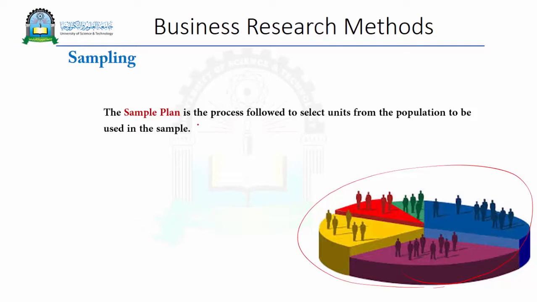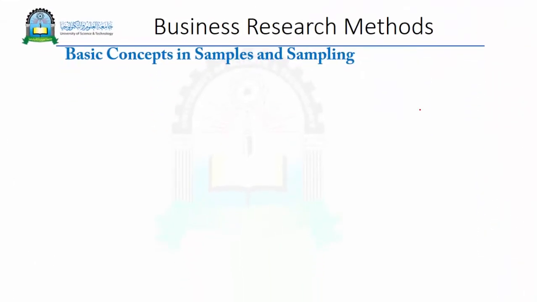So the sample plan is the process followed to select units from the population to be used in the sample. The population sometimes is very big. You cannot cover it. You cannot collect data from all of it. So you need to take a sample. So the sampling plan can make this process easy.